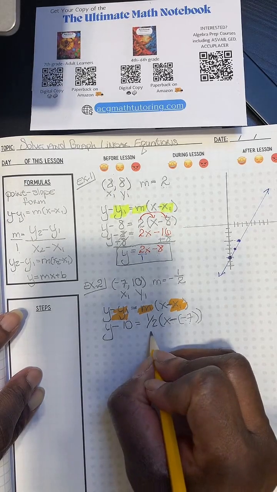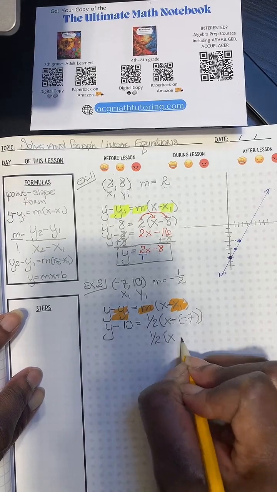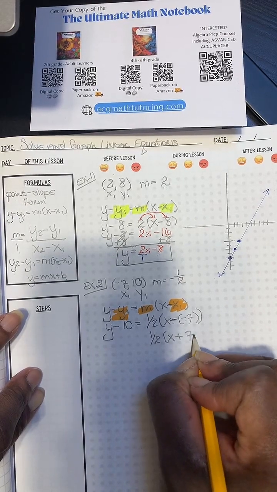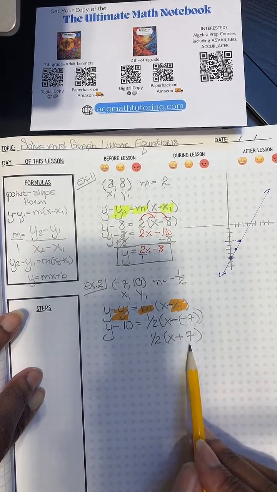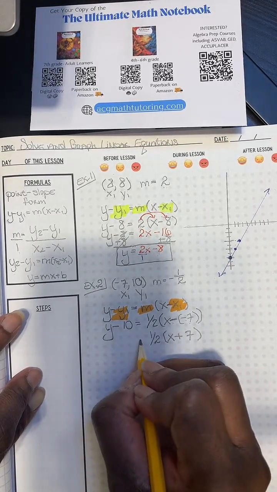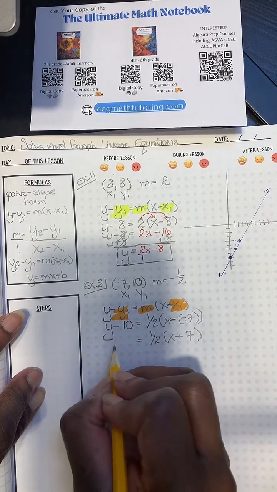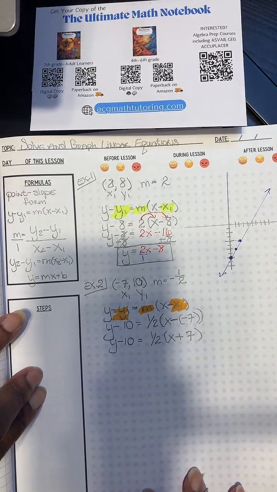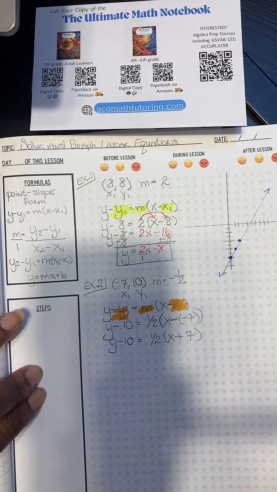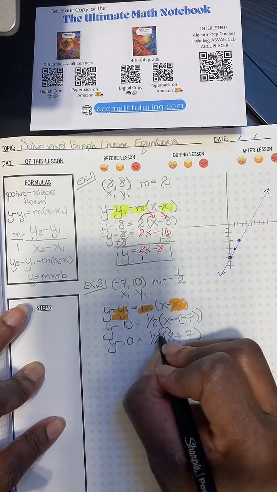So that means we have 1/2 parenthesis x plus 7. Because when you have, some people say 2 wrongs don't make a right, but in math it does. Okay? So a negative times a negative does give me a positive, and everything else comes on down. So now we're going to go right into the distributive property. So we're going to distribute this 1/2.